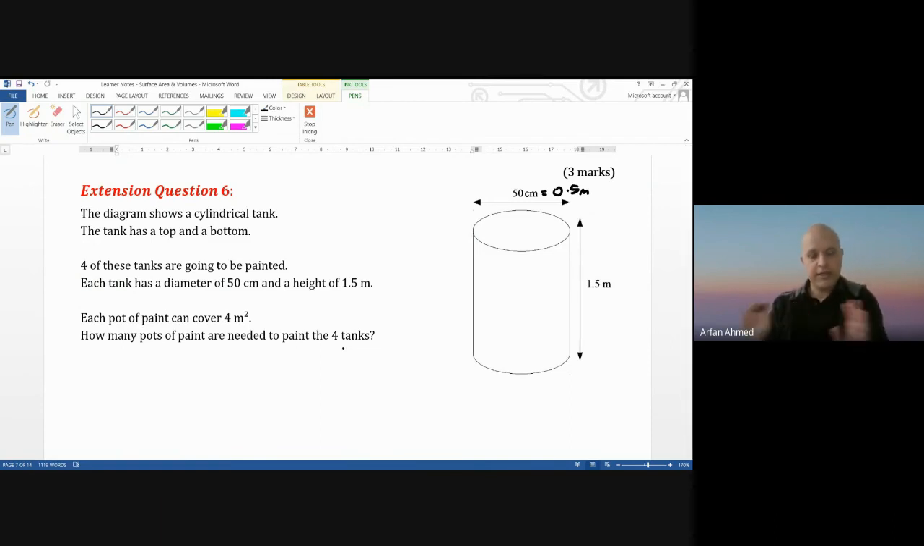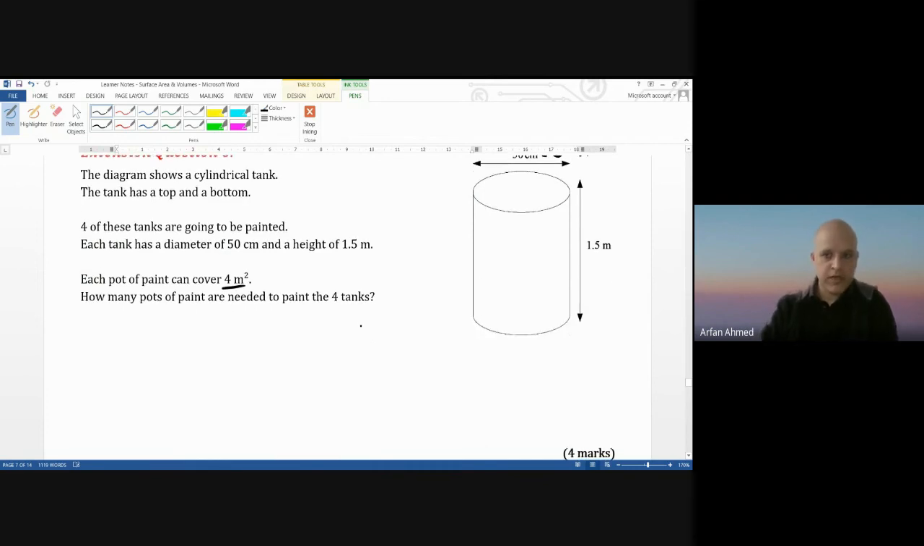You have to figure that out yourself. Well, if it's to be painted, it's going to be painted on the outside, all the surface. And there's your big clue as well. Units squared. It's definitely to do with surface area. So let's work out the area of the top first.